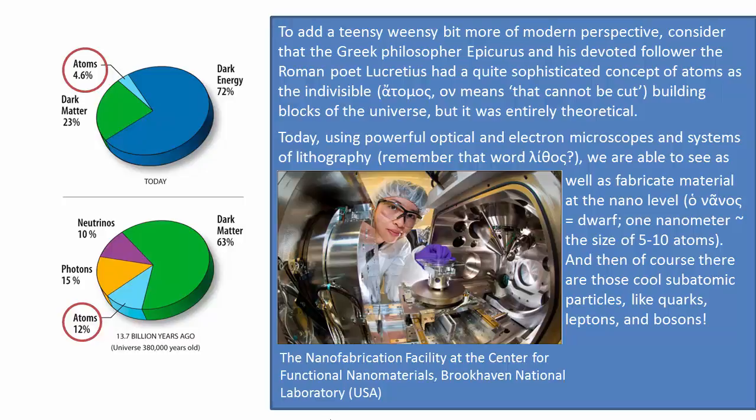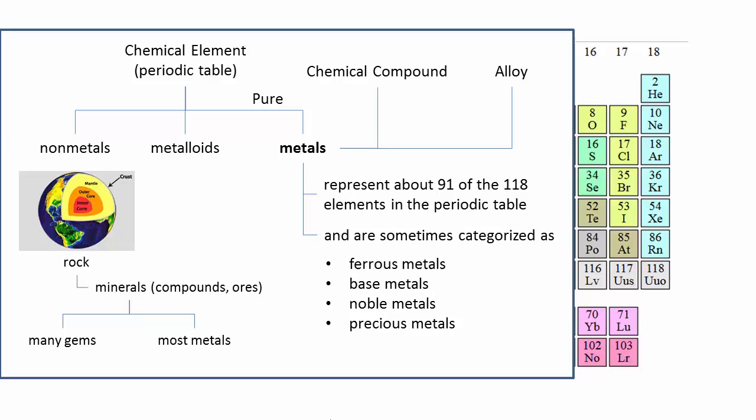Today, using powerful optical and electron microscopes and systems of lithography, remember that word lithos, we are able to see as well as fabricate material at the nano level. Nanos is Greek for dwarf. 1 nanometer is about the size of 5 to 10 atoms. And then, of course, there are those cool subatomic particles like quarks, leptons, and bosons.